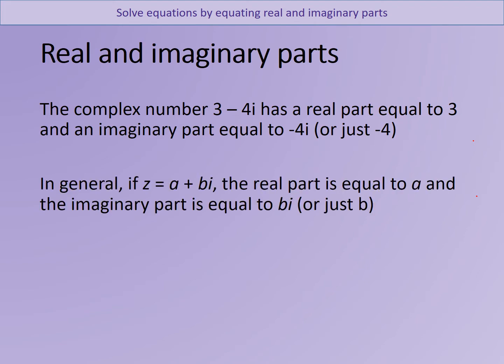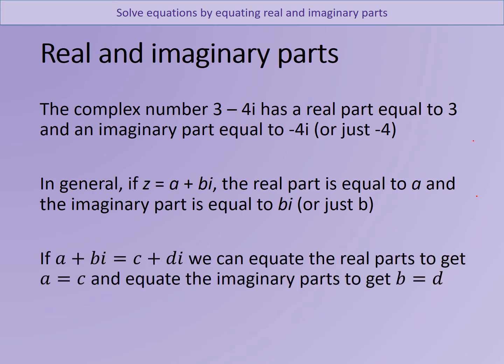In general, if we had a complex number, that would be z equal to a plus bi, so the real part there is a and the imaginary part is bi or just b. And then if we had two expressions that we set equal to each other, a plus bi equal to c plus di, then we can equate the real parts. That means that we have a is equal to c, and we can equate the imaginary parts, which means that b is equal to d.